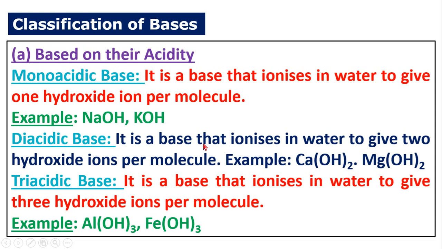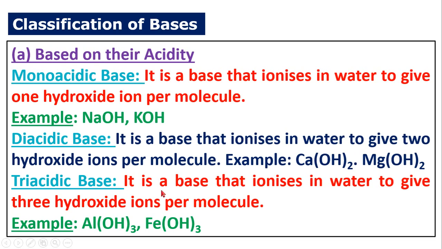A diacidic base is a base that ionizes in water to give two hydroxide ions per molecule. For example, Ca(OH)2, calcium hydroxide, and magnesium hydroxide, Mg(OH)2. Here the hydroxyl group is 2. So how many hydroxyl ions can be replaceable? Here also 2 and here also 2. So it is an example of diacidic base.